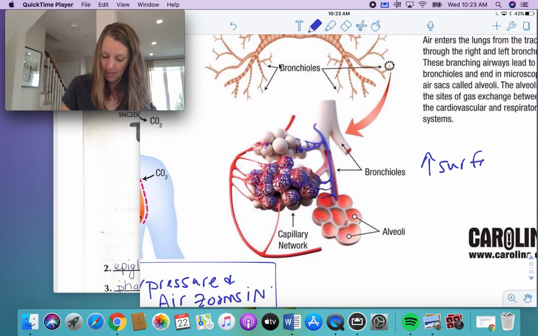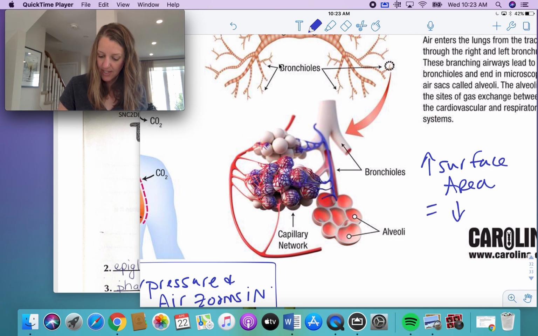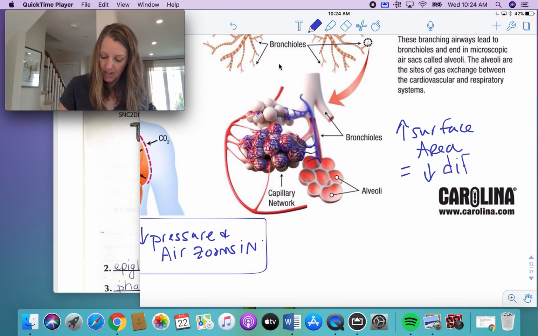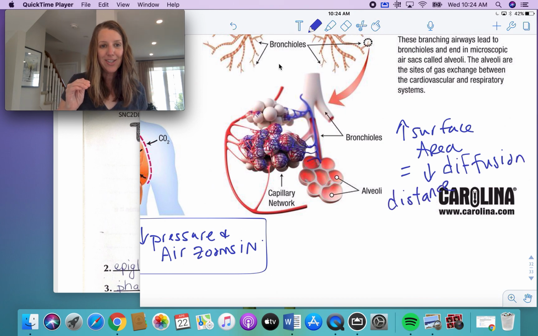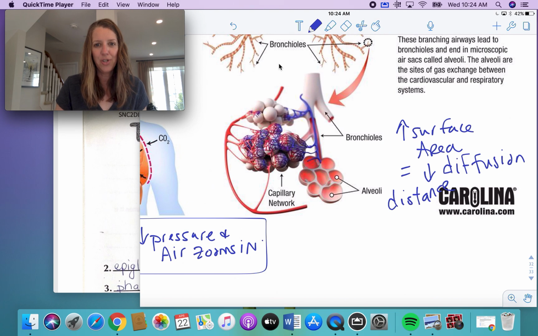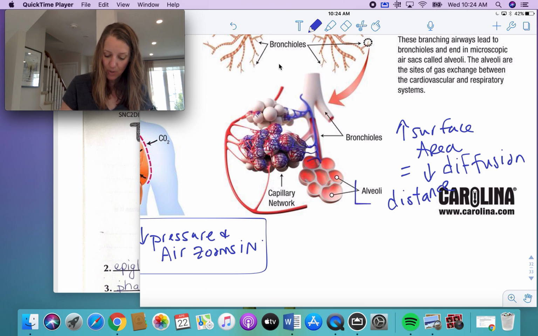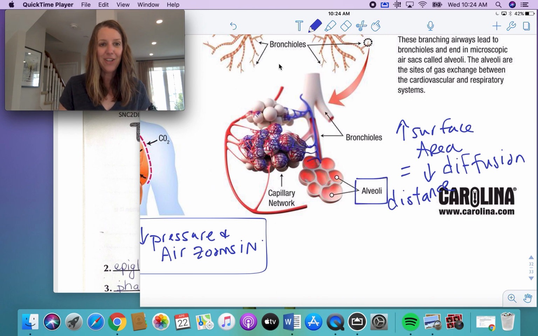You'll notice a pattern, right? Large surface area equals a decreased diffusion distance. And when you decrease the diffusion distance and you have a huge surface area, you are very efficient at being able to do what that structure needs to do, which is simply the exchange of gases. Okay, so alveoli, plural, alveolus, singular, but you have lots of alveoli.